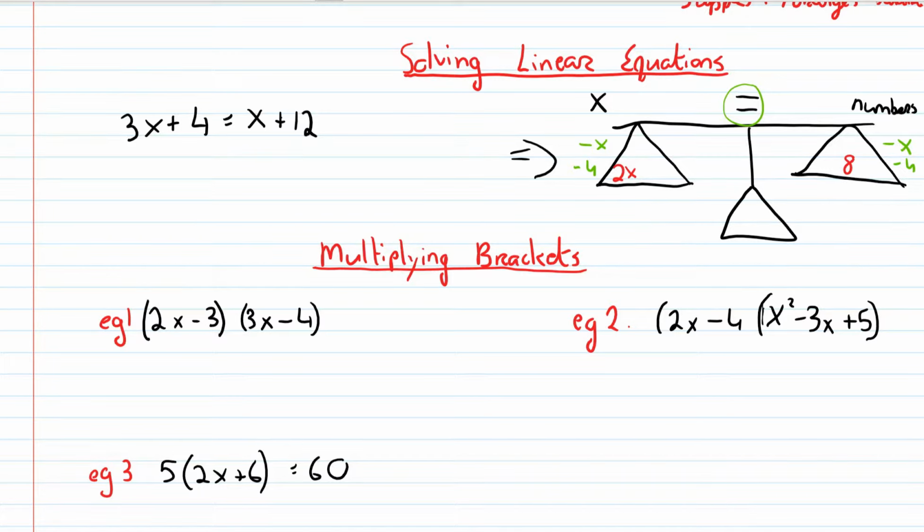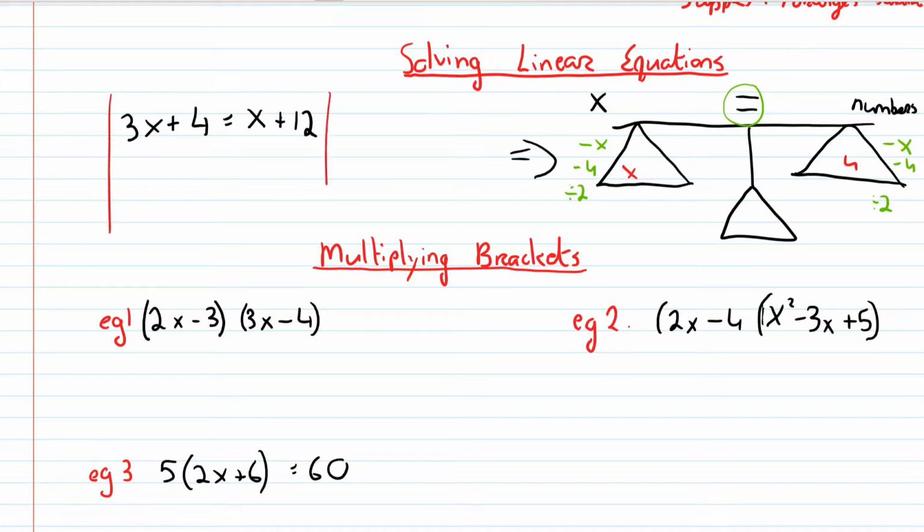2x equals 8. If I divide this side by 2, I'll just be left with x. If I divide this side by 2, 8 divided by 2 is 4. So x is 4. Okay? I do the same on this side. This is the same equation. And off we go.